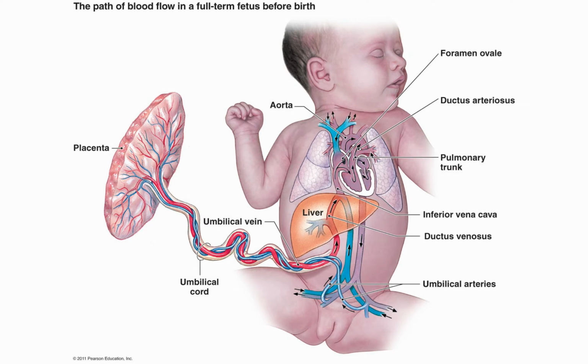So a couple of structures you should know. The foramen ovale is right here. It allows blood to pass from the right atrium to the left atrium. And then another structure you should know is right here, the ductus arteriosus. This allows blood to travel from the pulmonary artery to the aorta right here. And in this way, it doesn't have to go to the lungs and back to the heart. And at birth, these both close off, and that allows blood to flow to the lungs.